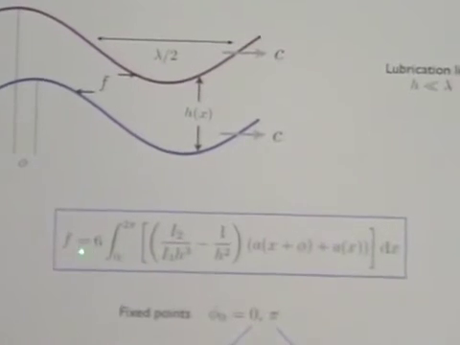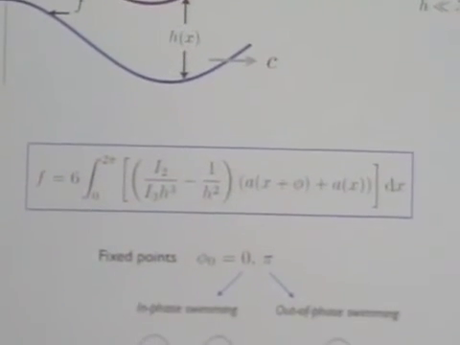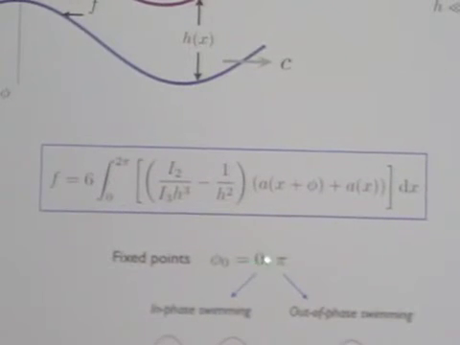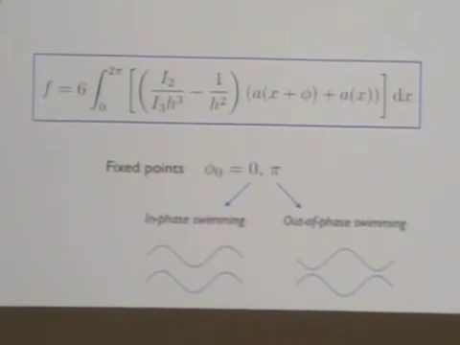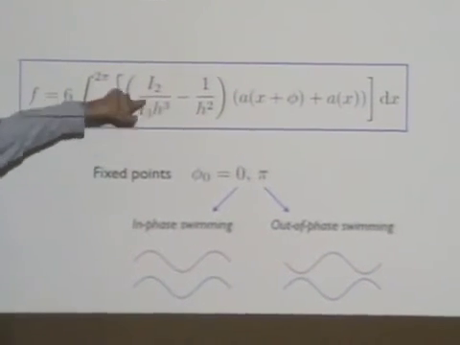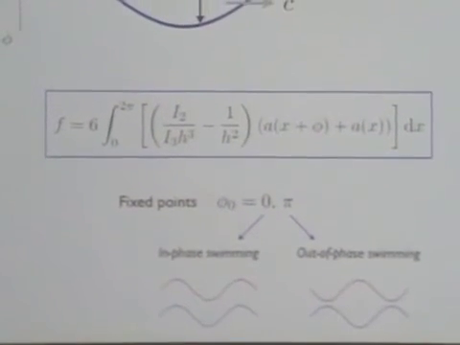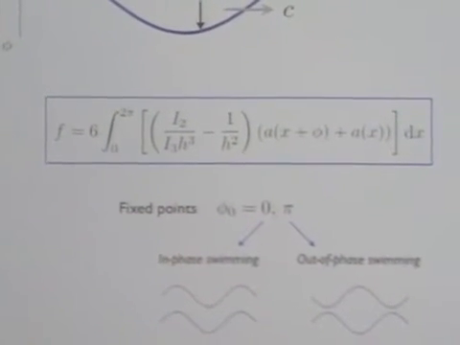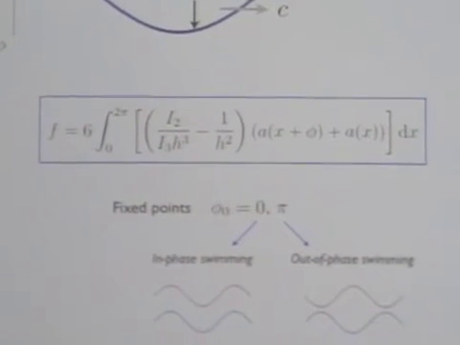So you get a force which is an integral over one wavelength of this formula. What you see with this formula is that if the phase is zero, so if the two cells are in phase, like this, then I2 and I3, which are moments of h, make this thing become zero, and the force is zero. So if you start with two cells already in phase, they won't evolve, they will stay there. It's a fixed point. And it's the same thing for pi. If you take the completely out of phase scenario, which is this one, it's also a fixed point.